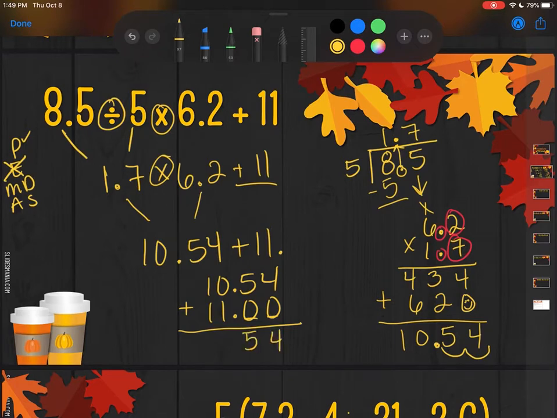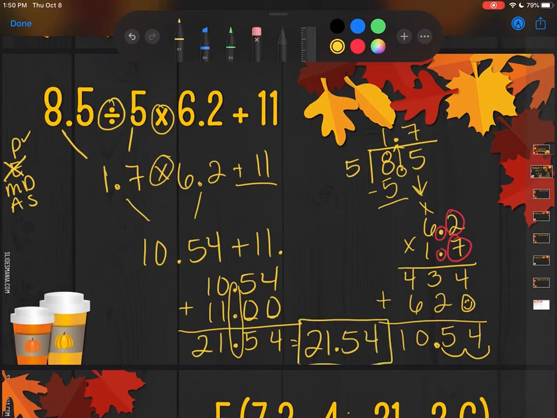And now I add. So 4 plus 0 is 4. 5 plus 0 is 5. Make sure my decimals are in line. They are, so my answer decimal goes down here. 0 plus 1 is 1. 1 plus 1 is 2. So my answer would be 21 and 54 hundredths as my final answer.